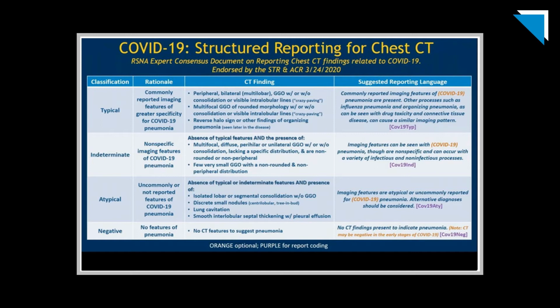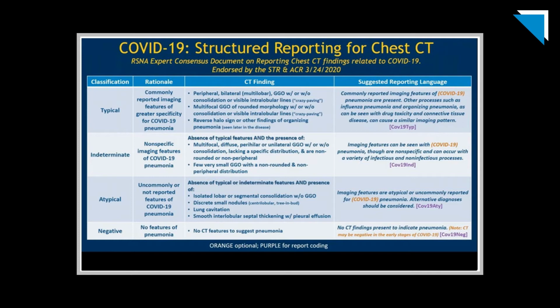As many of you already know, we're seeing lots of peripheral, diffuse ground glass opacities, frequently with a rounded morphology and associated crazy paving. If you see those findings, you should say in your report that commonly reported imaging features of COVID-19 pneumonia are present, but that other etiologies could produce a similar appearance.